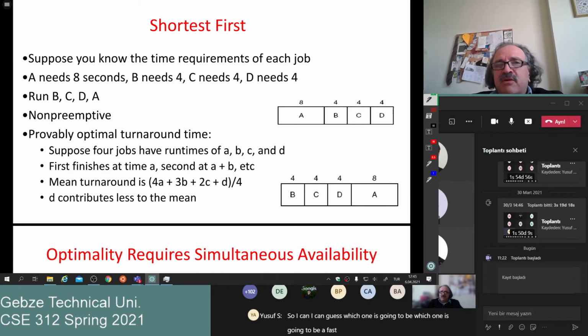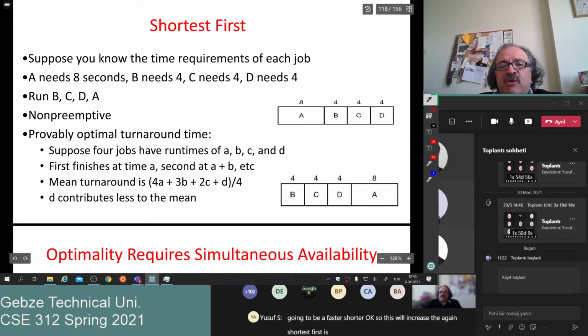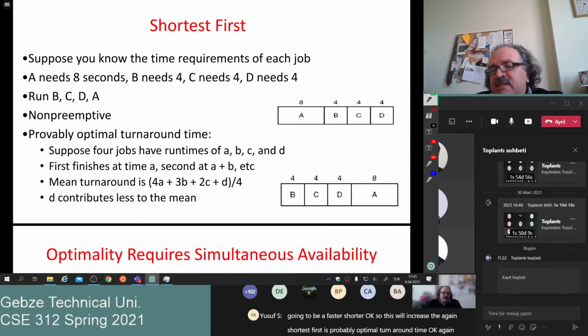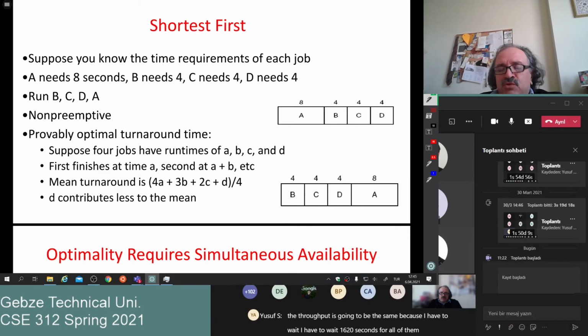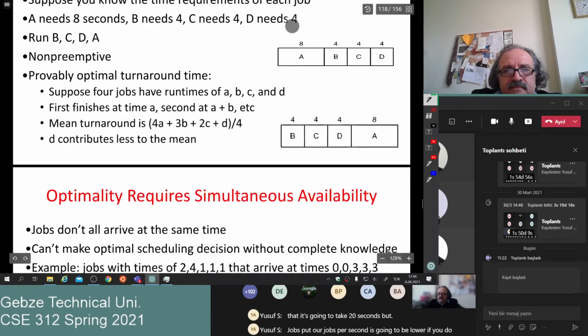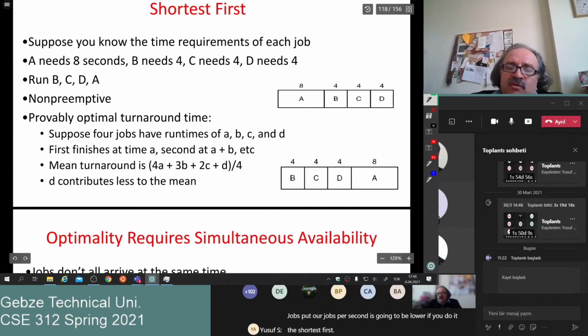faster, shorter. So this will increase, again, shortest first is probably optimal for turnaround time. Again, the throughput is going to be the same, because I have to wait 16, 20 seconds for all of them. Whatever order you choose doesn't matter. It's going to take 20 seconds, but jobs per second is going to be lower if you do the shortest first.